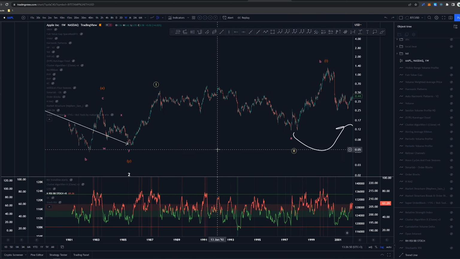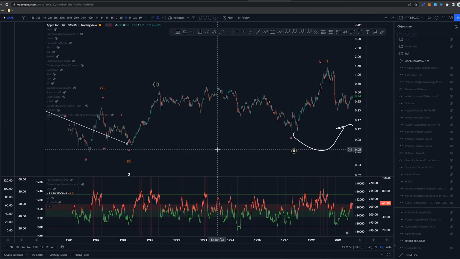Since then, we would have a 3-wave structure here into this possible wave 2. There's also an alternate in which this 3-wave structure would be only the start of this wave 2, and then we would have some kind of 3-wave pattern here into wave B and then again wave C.